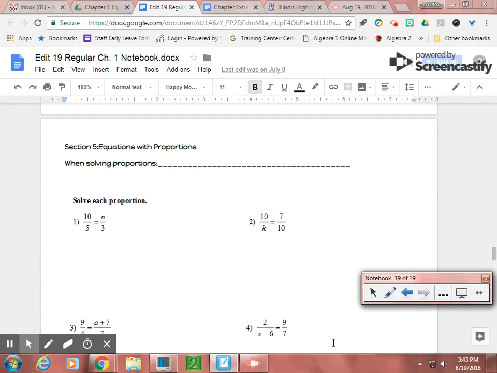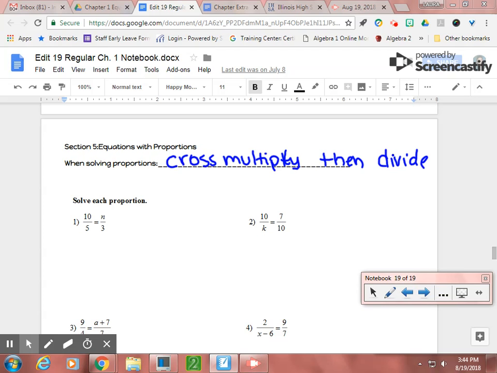This lesson is on equations that have proportions. So your step to solving proportions is first to cross multiply. Multiply with an X. And then you're going to divide. Okay, so let's look at what that looks like.